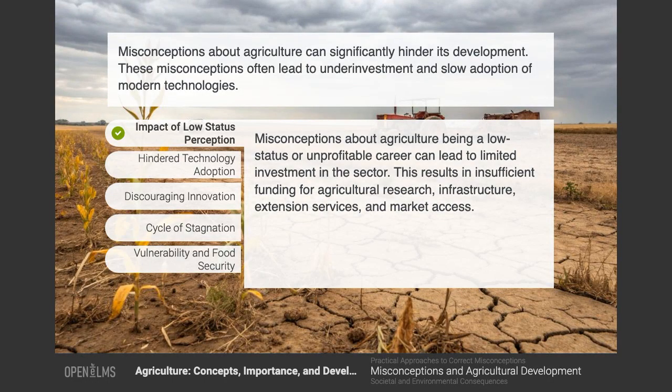Misconceptions about agriculture can significantly hinder its development. These misconceptions often lead to underinvestment and slow adoption of modern technologies.